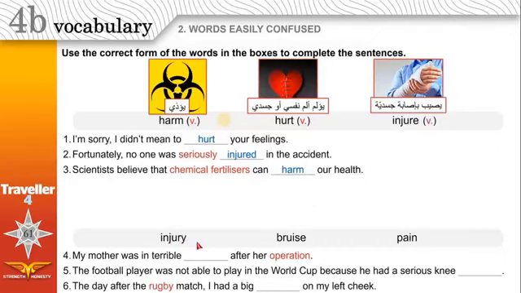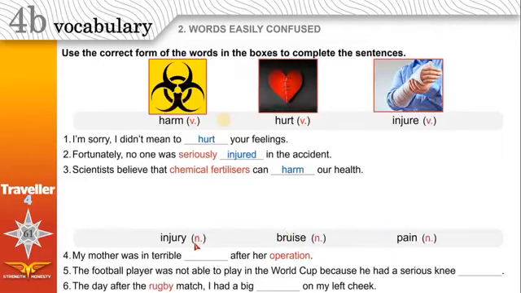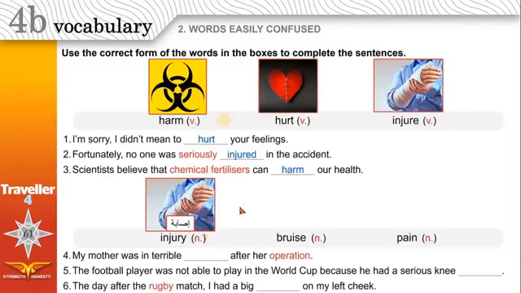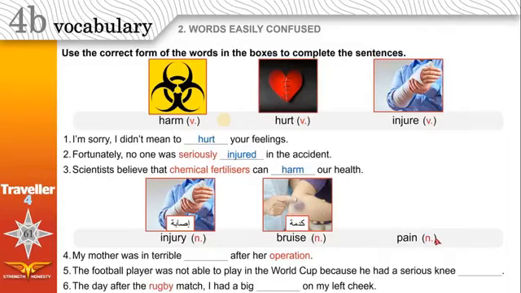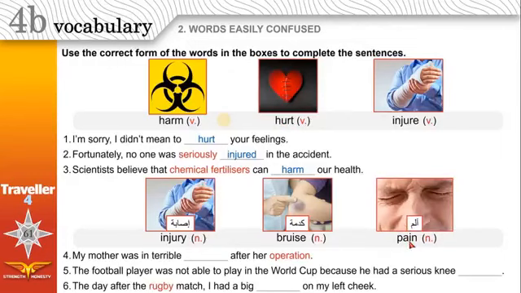Next we have injury, bruise, and pain. All these are nouns, not verbs. Now we know the word injure, the noun is injury. It is when you have a physical damage that needs a long time to heal up. Bruise is a purple or a brown color that appears on the skin after somebody has fallen. Pain. Pain is a feeling.